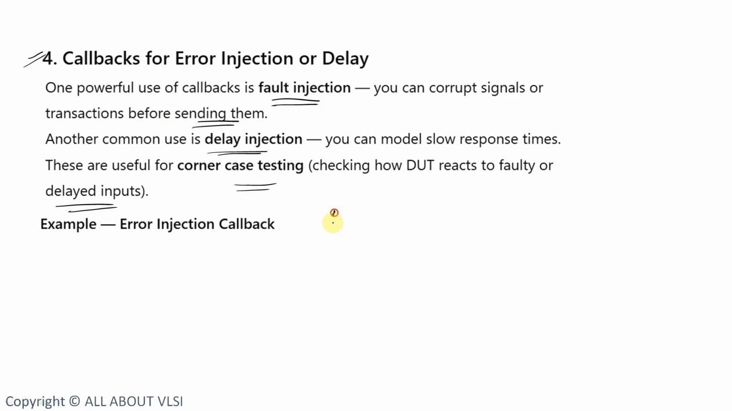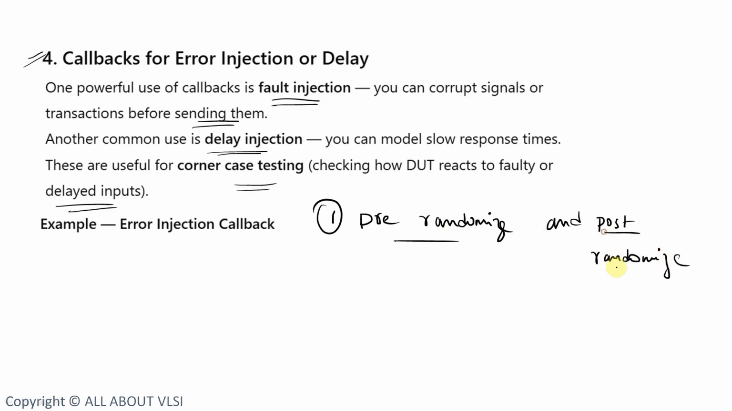The first application we have seen is the readily available one, that is pre-randomize and post-randomize. This is the best example to understand callbacks. These are virtual methods which are declared without any body, and if the user wants to use them, they simply override those methods and add their own functionality. We are not going to call pre-randomize and post-randomize ourselves. Whenever the randomize method is called, internally it calls pre-randomize and post-randomize.